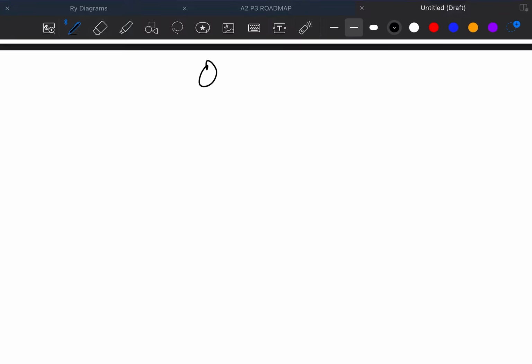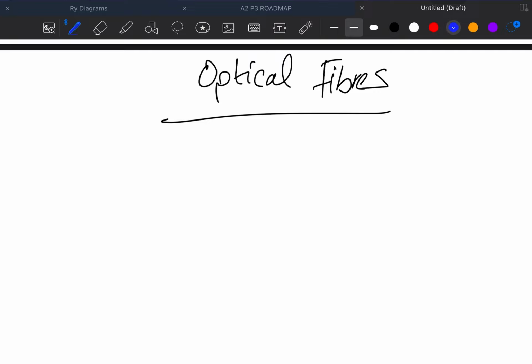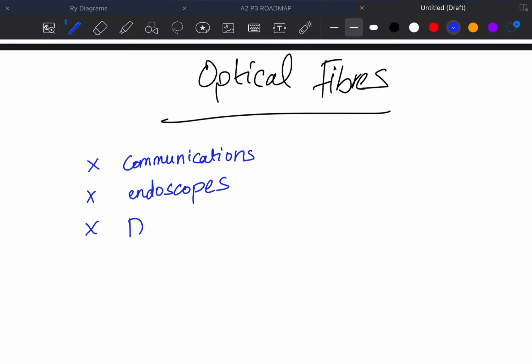You have to talk about the uses of optical fibers as well. Total internal reflection is used to reflect light along the optical fibers. They can be used for three things. One is communication. The second is endoscopes. And the third one is decorative lamps. You might have seen lamps that you use in bedrooms or for decorating.